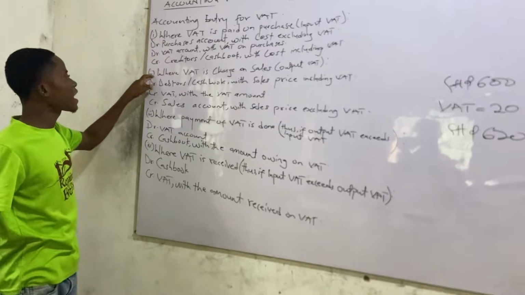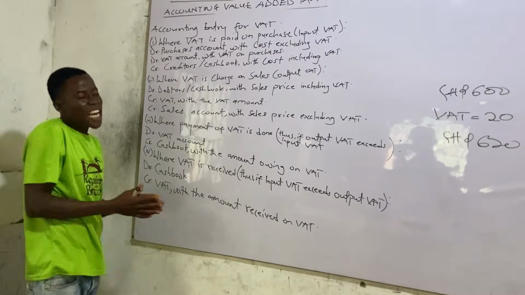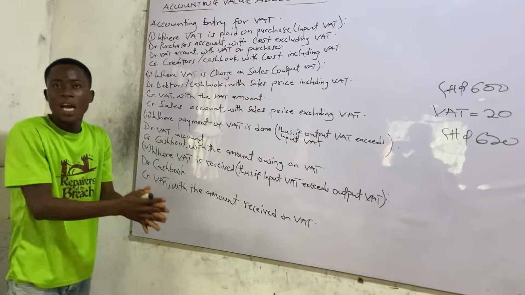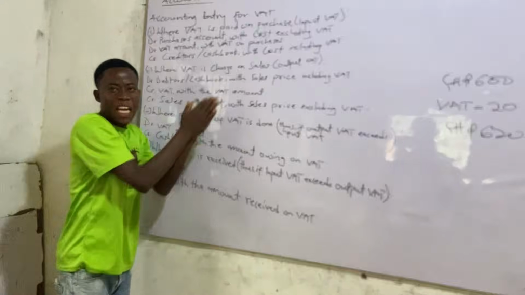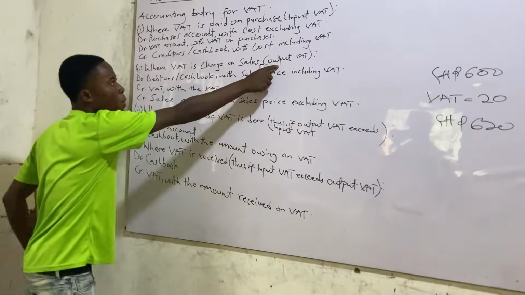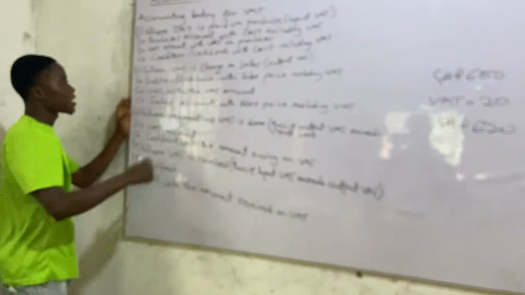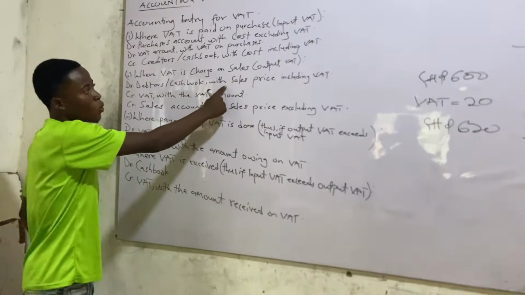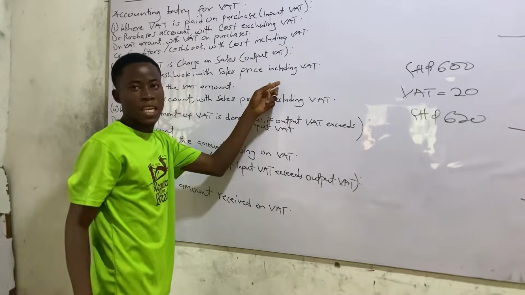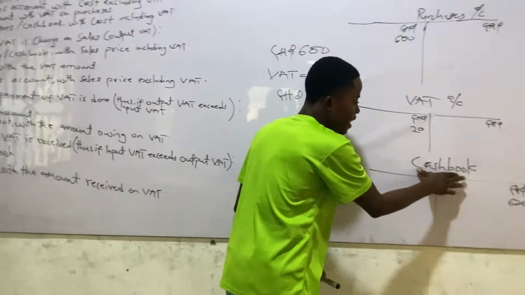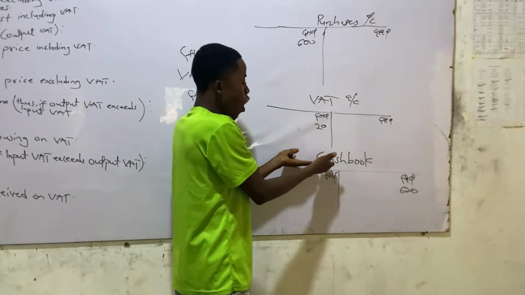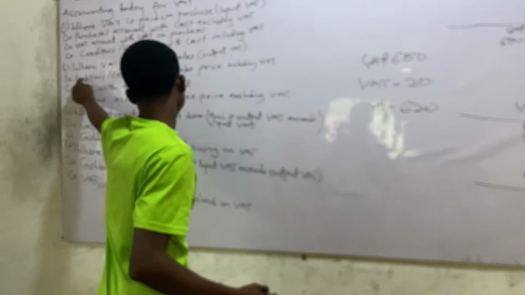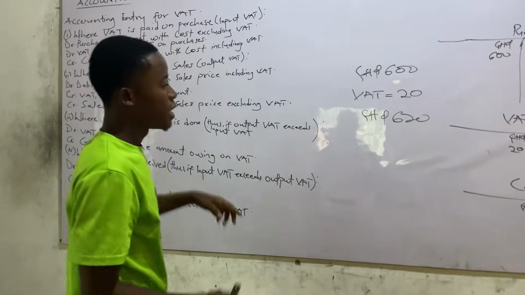And then the second thing is where VAT is charged on sales. That means when we make sales or when we sell goods to our customers and then we charge VAT on it, that's output VAT. We debit the debtors or cash book with what? Our sales price including VAT. So let's take this to be our cash book, or let's say our debtors account. We debit it with the amount.